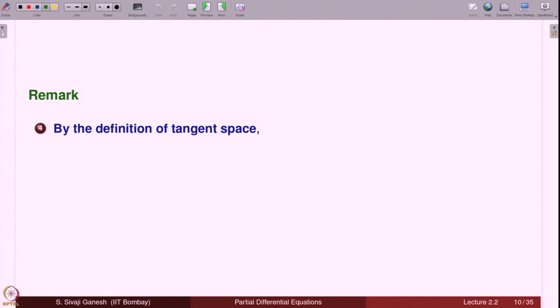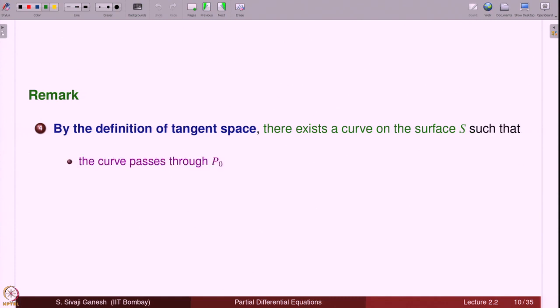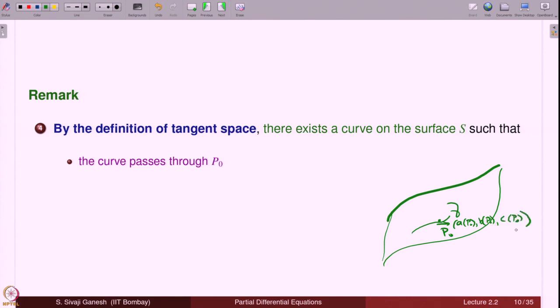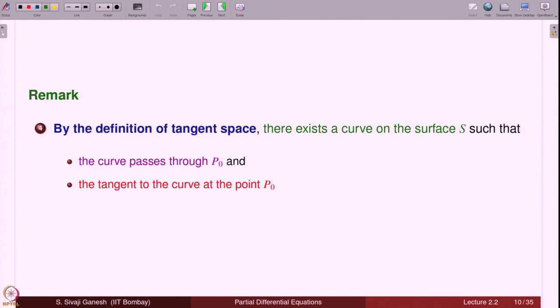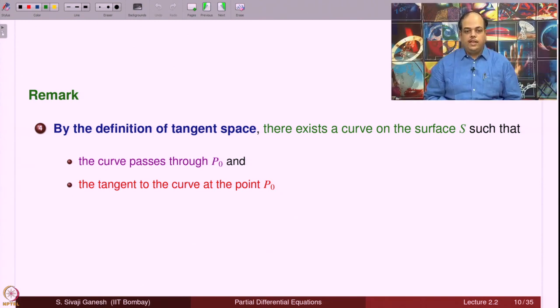So, by definition of tangent space, there is a curve on the surface with what property? Imagine this is a surface, and this is a point P0. Through this you have a curve gamma passing through that point, and at this point the tangent vector is A of P0, B of P0, C of P0. That is the meaning of somebody being a direction in the tangent space. So the tangent to the curve at the point P0 is in the direction of A(P0), B(P0), C(P0).